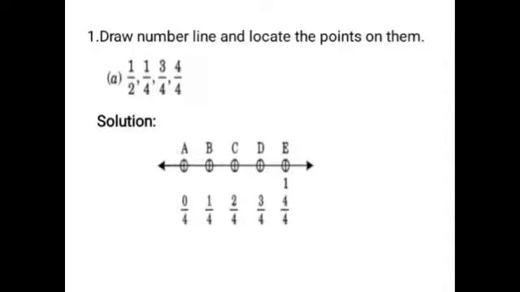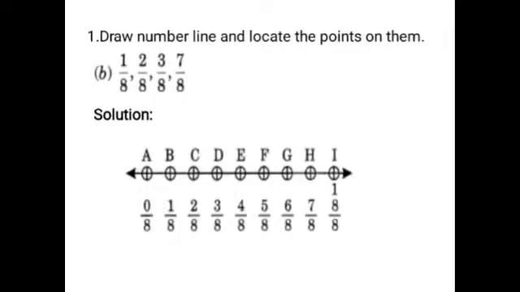Yes. Now I divide the gap between 0 and 1 into 4 equal parts, and this is 0 by 4, 1 by 4, 2 by 4, 3 by 4, 4 by 4. Can you understand? This is 4 by 4, this is 3 by 4, this is 1 by 4 and this is 2 by 4. Okay, and see the B part of question number 1.